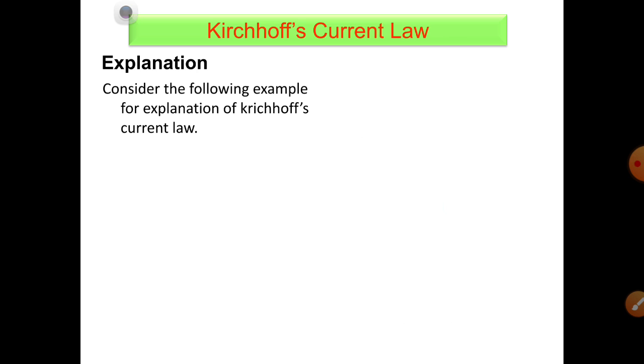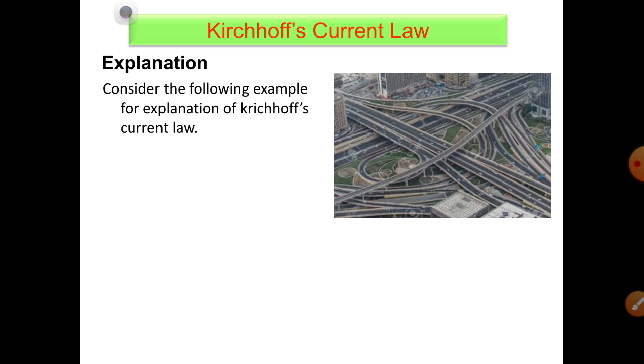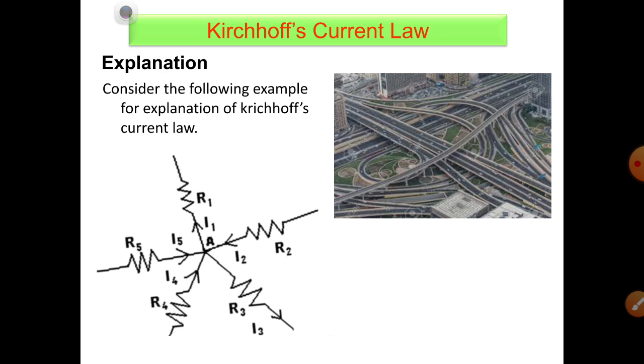Explanation. Consider the following example for explanation of Kirchhoff's current law. You can see our electrical circuit is a complex network. Similar to this, you can see road junctions, railway tracks. This is a road junction. You can see how many vehicles are changing at this junction. Similarly, our electrical circuits are the same thing. These complex circuits can be easily calculated by following some tips.